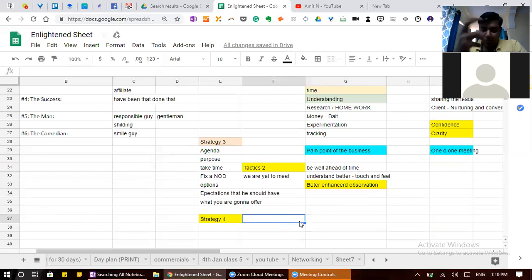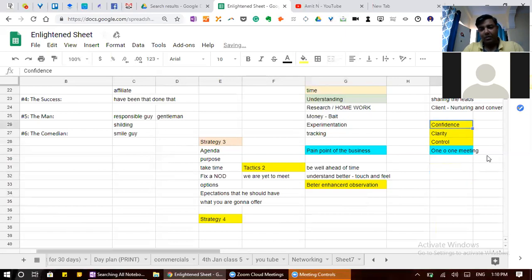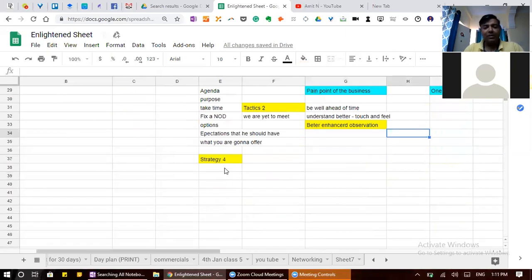I'll put it this way. I'm just trying to figure out a good name for this. I think I got that. I think this is a good way to put it. So it's called confidence, clarity, and now strategy 4 is all about control. Are you with me so far? Yes. Okay. So let me call this the control strategy, where you should have the authority.